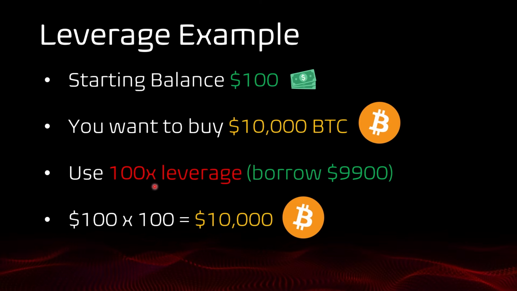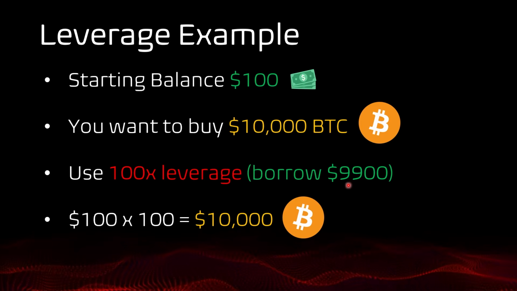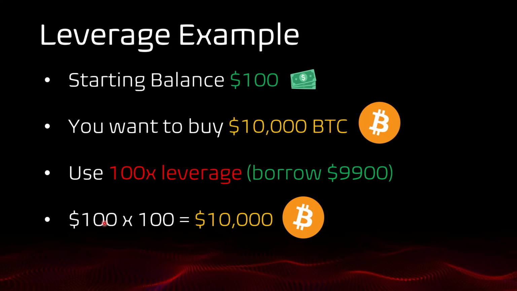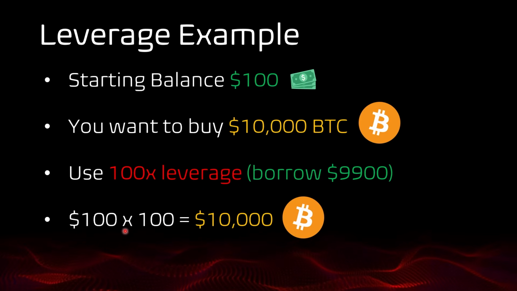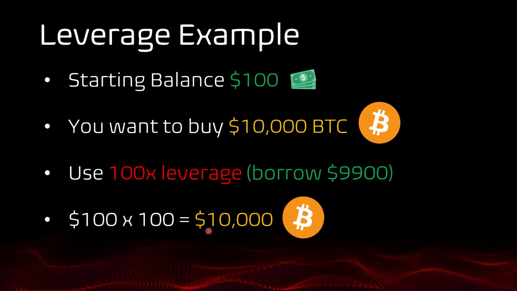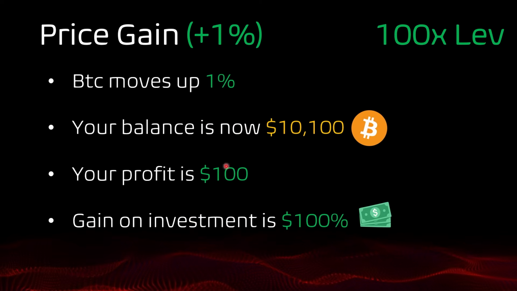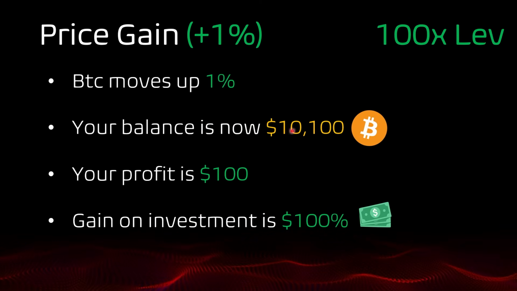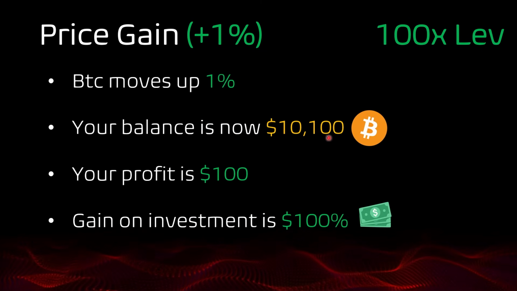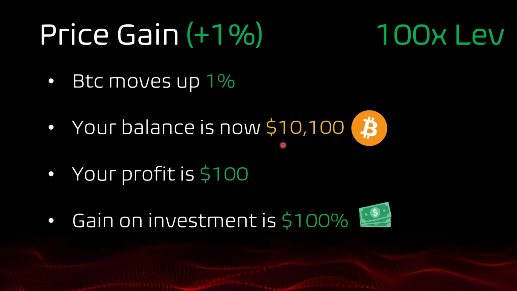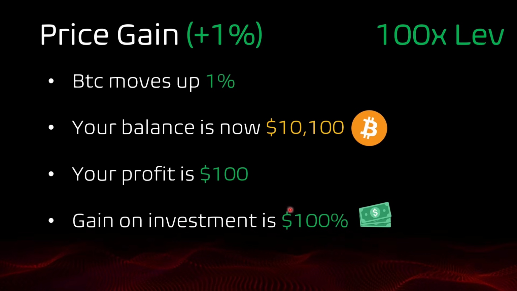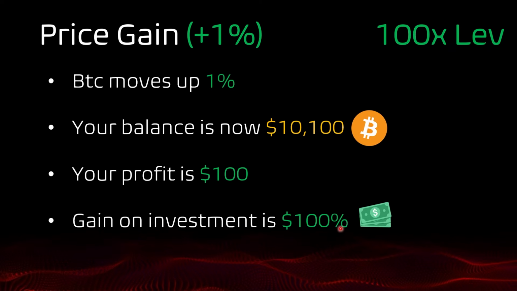We use the 100x leverage and we borrow $9,900 from the exchange. So we do 100 of our initial dollars times 100x leverage, and that gives us $10,000 of virtual Bitcoin. Let's say Bitcoin moves up 1%. Now that 1% is affected on the 10,000 virtual dollars that we do have. Now our profit is $100 and our gain on investment is 100%. This is great for us.